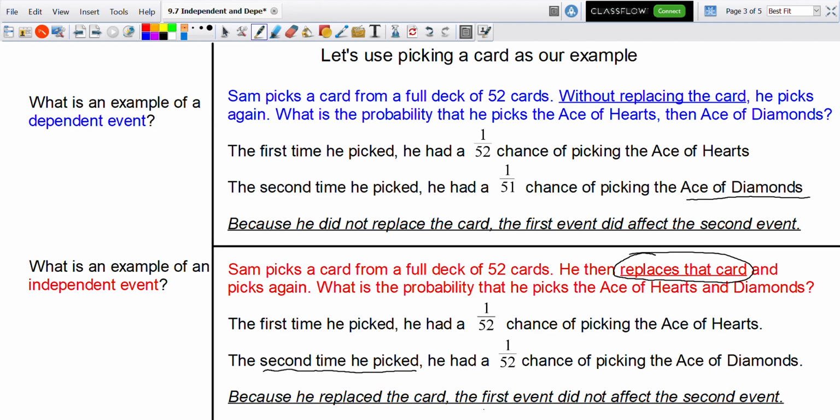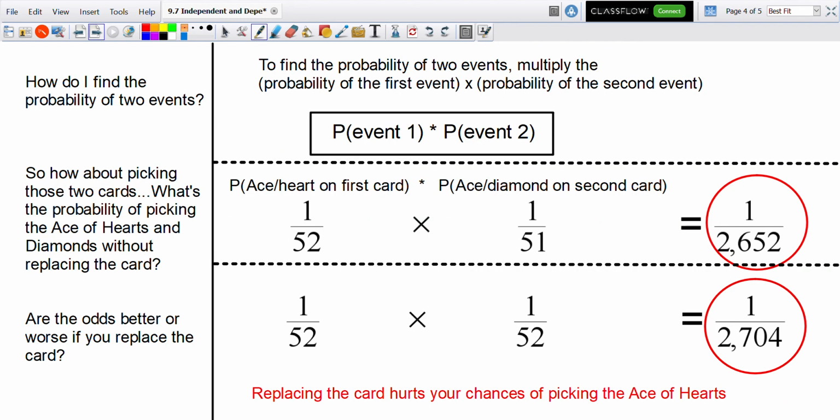Dependent means the second event is affected by the first in some fashion. An independent event would mean that the second event is not affected at all by the first one. And we can look at finding the actual probability, again kind of like the fundamental counting principle, by just multiplying the probability of the first event times the probability of the second event. So we just have to multiply.